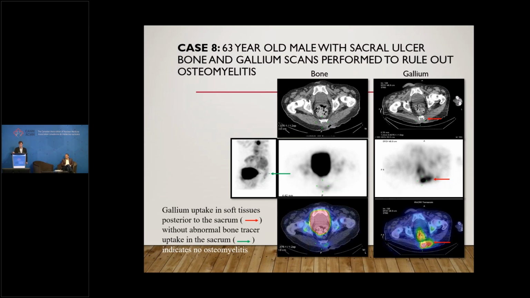We also did the bone scan. As you can see, and we see on the sagittal on the left, there is no uptake in the sacrum on the bone scan. So this was considered to be negative for osteomyelitis.